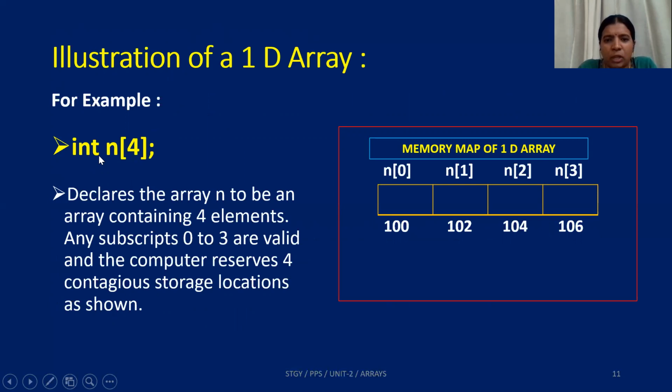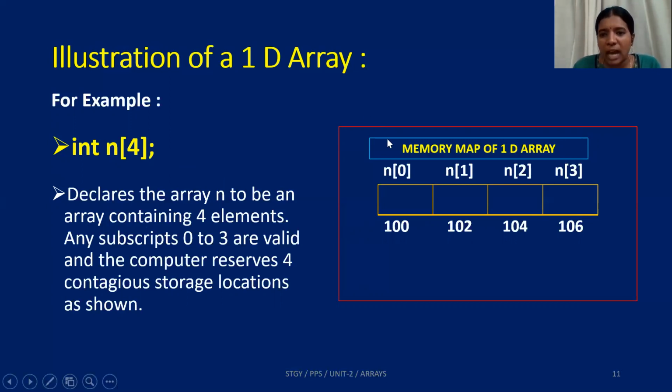Now, n stands for a collection of 4 integers. What does the computer do? Whenever a declaration is made, generally, whenever an array variable is declared, the computer allocates memory. So how is the memory allocated? What is the amount of memory allocated? Memory allocated for an array is equal to the size of the array times the size of the data type.